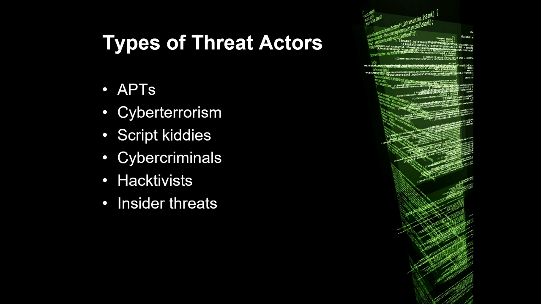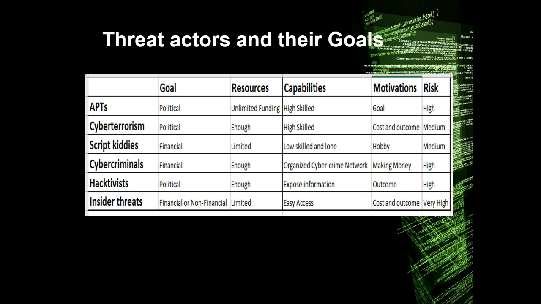Moving on, let's look at some of the types of threat actors. I'll go into detail on each of these in this table. We look at their goals, their available resources, their capabilities, why they are doing this, and what level of risk each of these actors exposes us to. APTs. If you see, by and large, three actors out of six have political goals. Some of them have financial goals and some of them have non-financial goals.